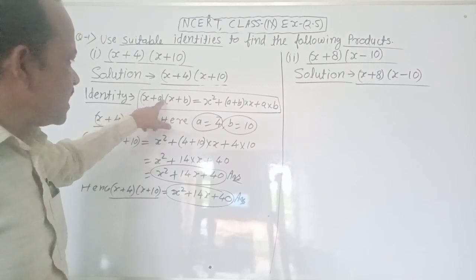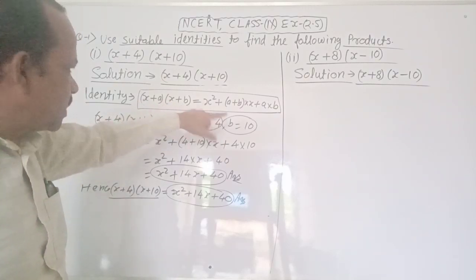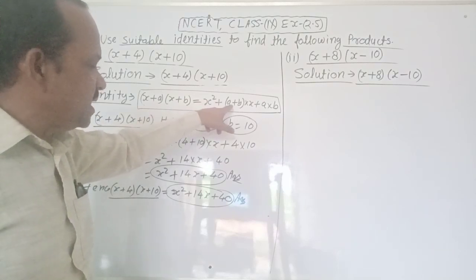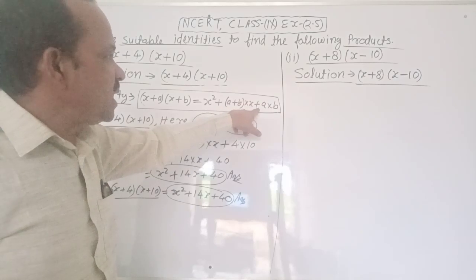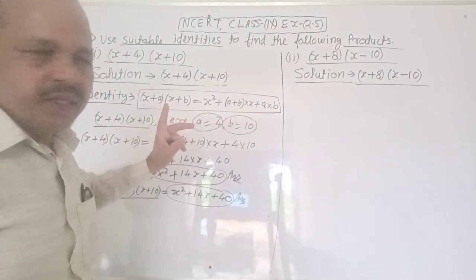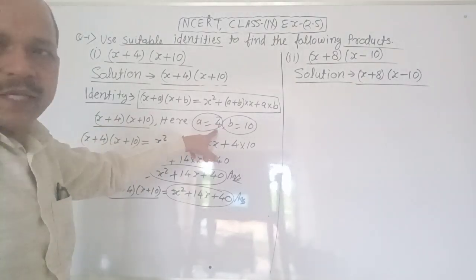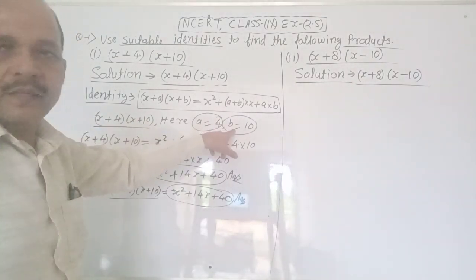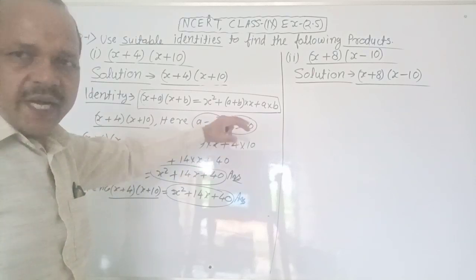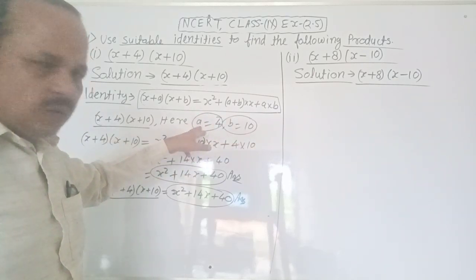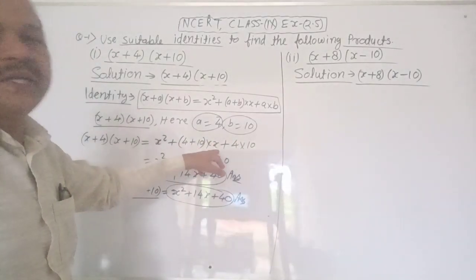Identity: (x + a) in the first brackets, (x + b) in the second brackets equals x² + (a + b)x + ab. Here it is a and it is b. It means a = 4, b = 10. You can use the values of a and b in the identity.